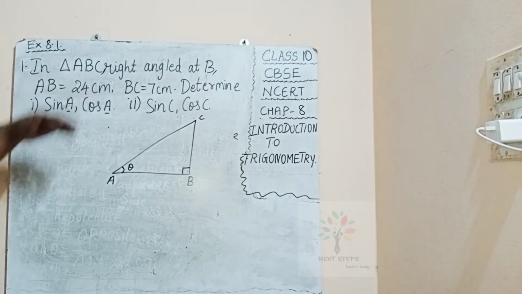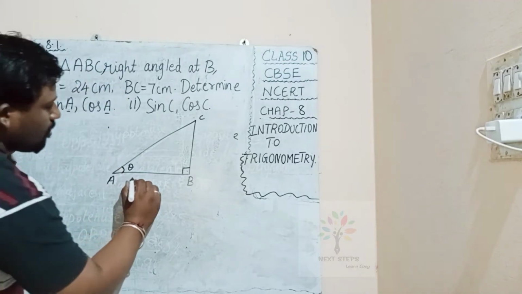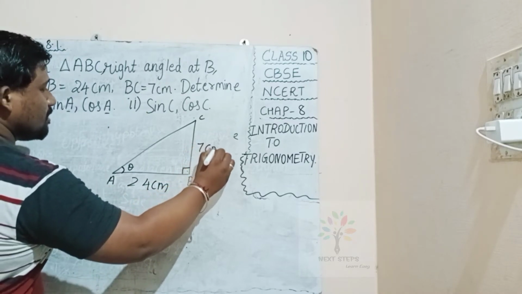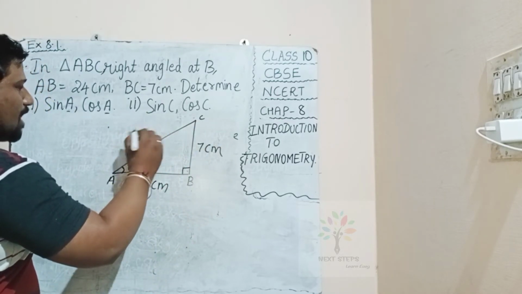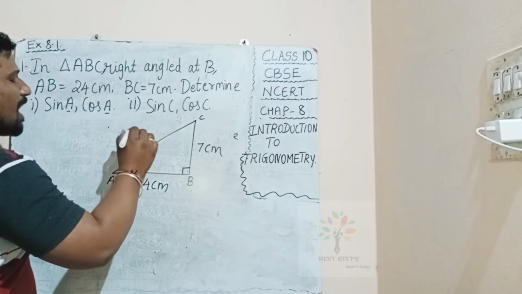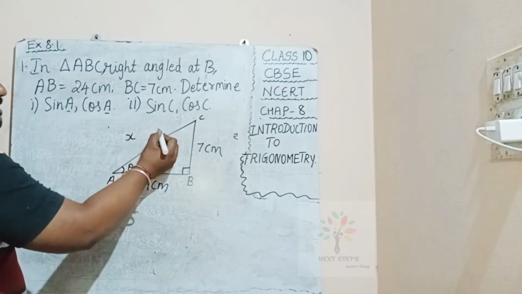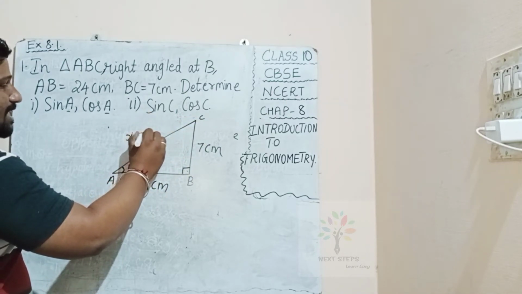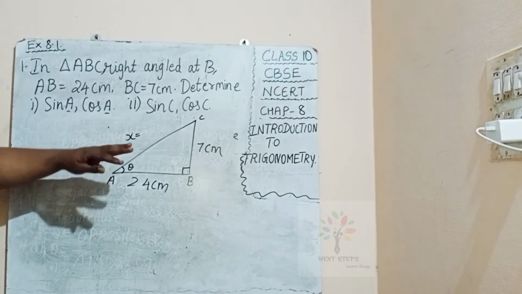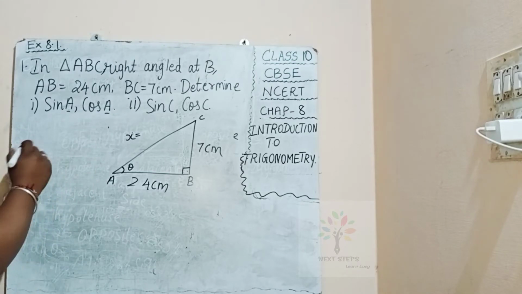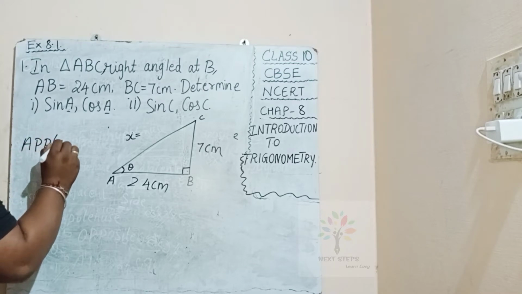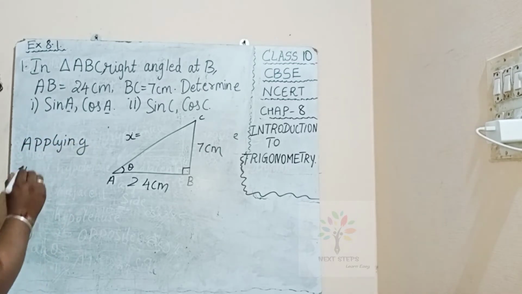In the question they gave AB is equal to 24 centimeter and BC is equal to 7 centimeter, and you don't know the value of AC. AC is none other than your hypotenuse. As AC is unknown, first I am going to fix the value as x. First I have to find the value of x. To find the value of x, I am just going to apply the Pythagoras theorem.